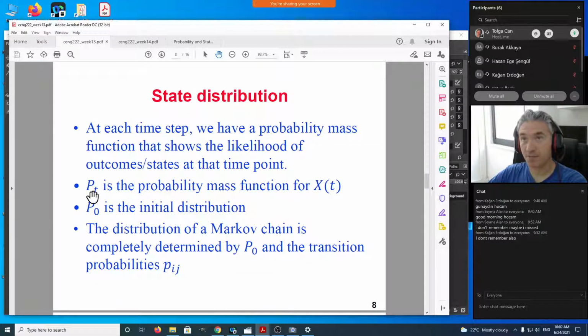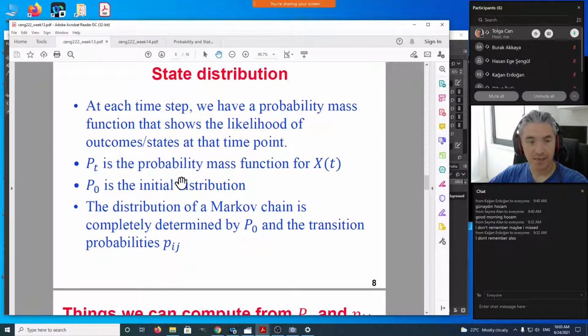So for example, it's 40% rain, 60% sun tomorrow. If t is tomorrow and x is the weather condition tomorrow, our belief, our probability mass function for tomorrow, is this 1 by n row matrix or 1 by n vector, which shows 0.4 and 0.6 in it. P_0 is the initial state distribution.